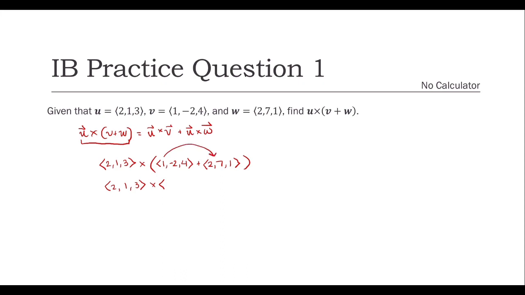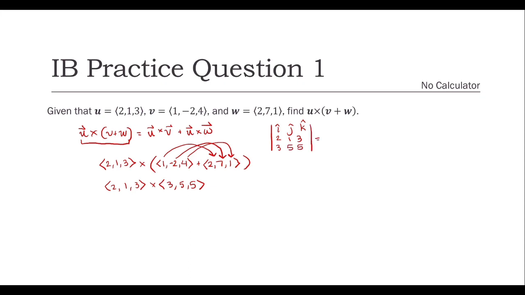So then we'd have (2, 1, 3) cross: 1 plus 2 is 3, -2 plus 7 is 5, and 4 plus 1 is 5. So we need to find the cross product of these two vectors. So we'll have our i, j, and k, and then we have 2, 1, 3, and 3, 5, 5.